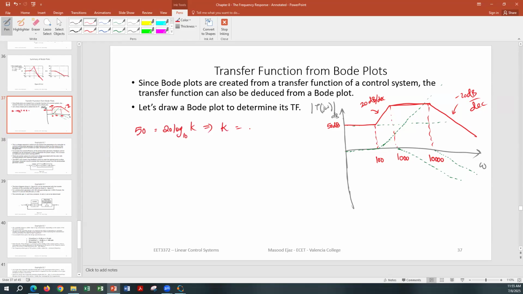Are we going to find K? Who's going to tell me? What will be the value of the gain? Yeah, it's written here: 50 is equal to 20 log 10 of K. How are we going to find K?